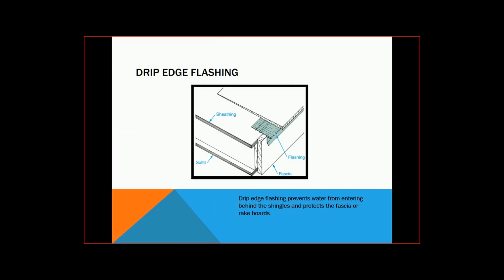Drip edge flashing, again, where you have your fascia and your sheathing material come together. There should be some flashing in there before you put the roofing material on. Again, this keeps water from coming up underneath the shingles or the roofing material and keeps your roof dry.